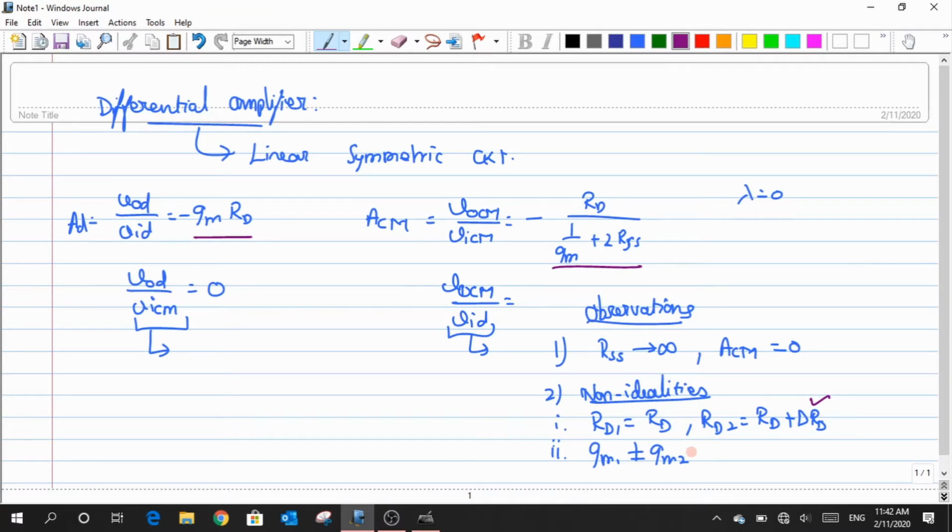What else can happen when I have these non-idealities in my circuit? I think the notes discussed all of these things. The third and the fourth terms would become non-zero factors. Previously we had a zero factor here for both of these conditions. The moment I introduce these non-idealities, these terms will never be zero.